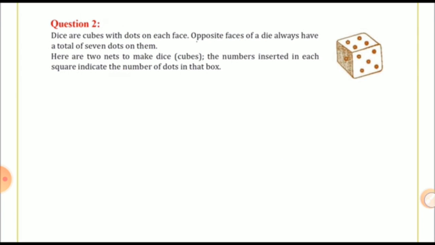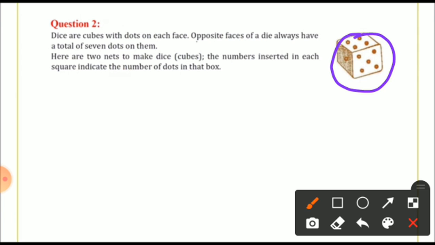Whatever is given in the right side picture? Yes, it is a dice. D-I-C-E, dice. Dice are cubes with dots on each face. Opposite faces of a die always have a total of 7 dots on them. Can you understand what it is telling us?